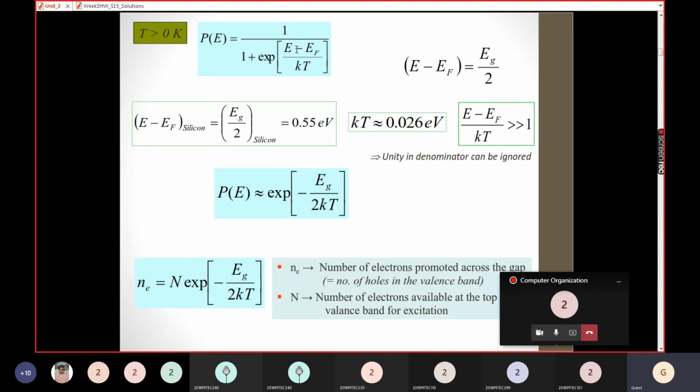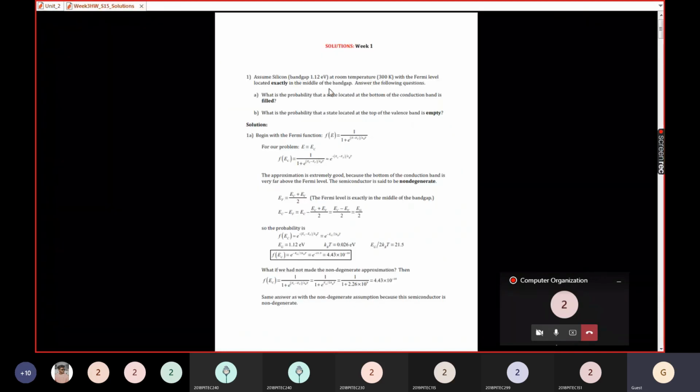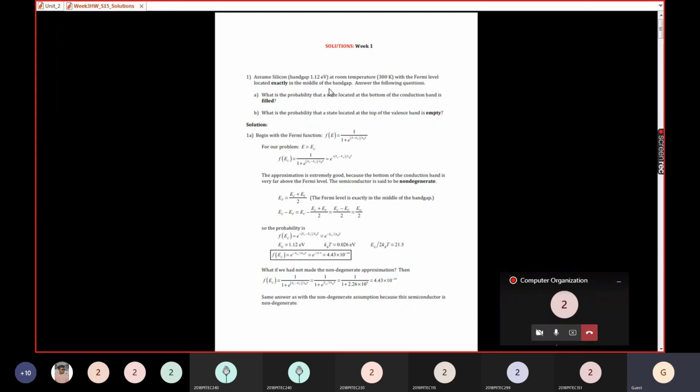Either it may be a direct problem or an indirect problem. Don't worry about that. First, see through the question paper. First you have to observe what is the value of E, what is the value of EF. I will show you the sample question paper here. We will observe that once. So you can see here.